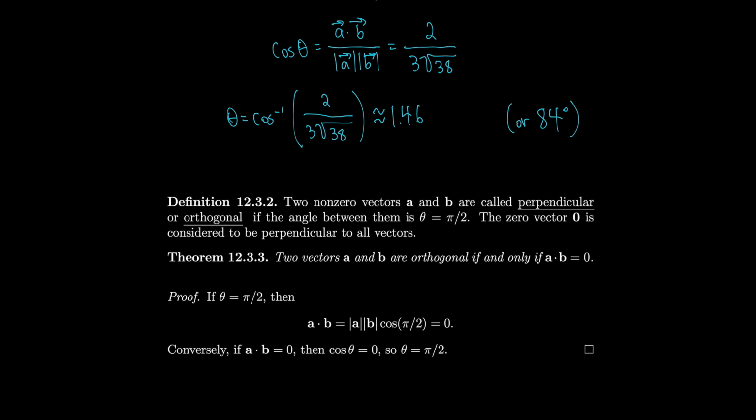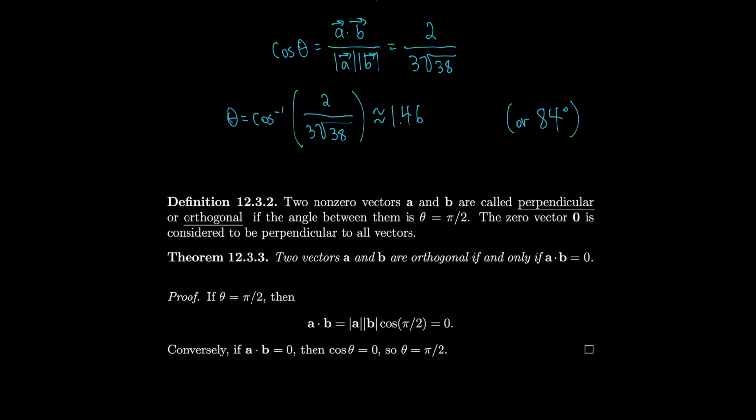Then we have a theorem that 2 vectors are orthogonal if and only if the dot product is 0. That's pretty useful because this means that now we have a way to check if vectors are perpendicular, and we also have a way to check if the dot product is 0. So if theta is equal to pi over 2, first we'll assume that the vectors are orthogonal. Then we have the dot product equal to the lengths times the cosine of pi over 2 by our formula. But that's 0. So if the vectors are orthogonal, the dot product will have to be 0.